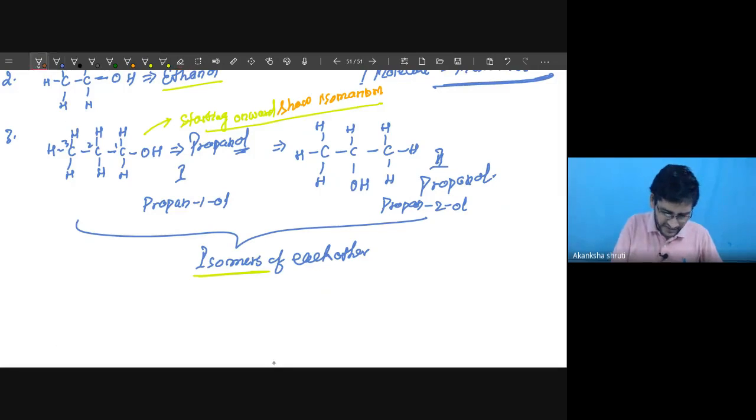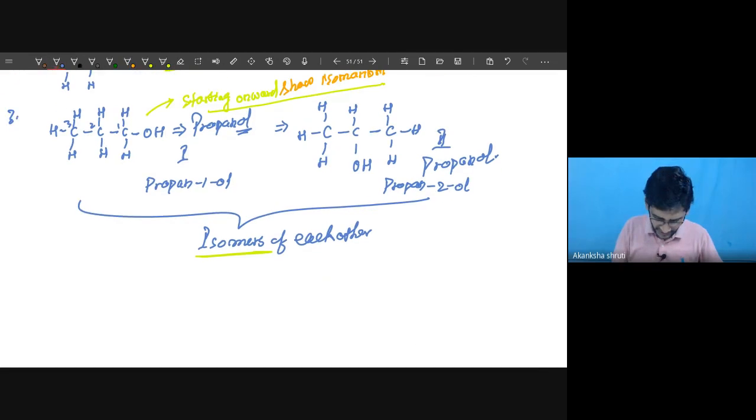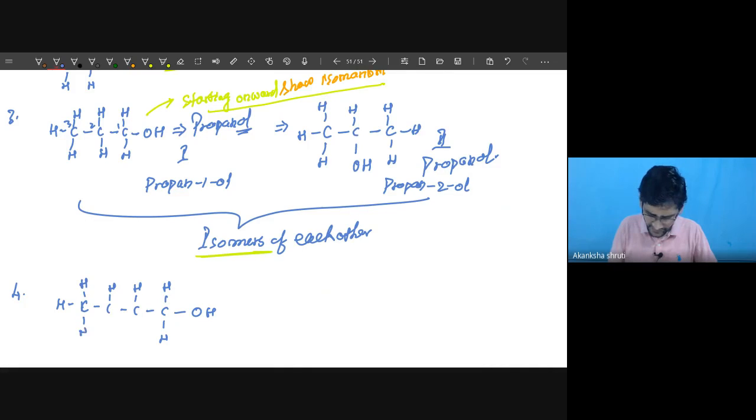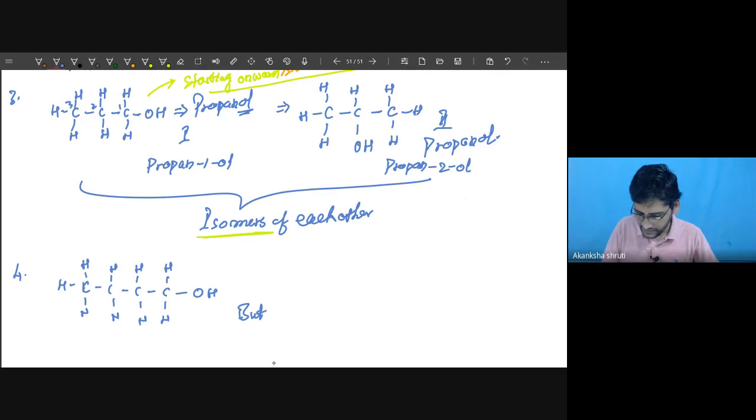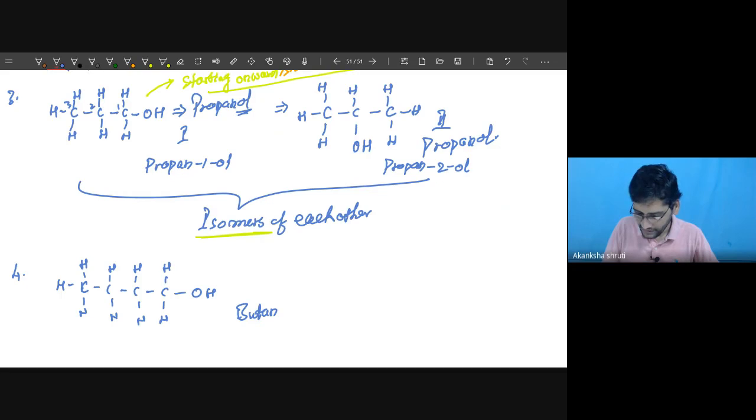Just you have to increase the carbon atom. With that you also have to increase the hydrogen, means you need to take the 4 carbon atoms, attach this OH, and fill the others with H. So these are the members of the homologous series. It is called butanol. Students, ol, not ul.